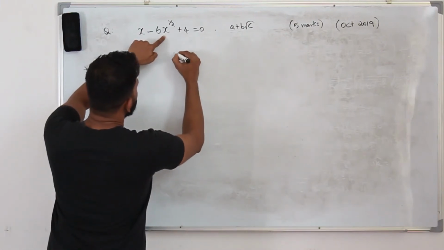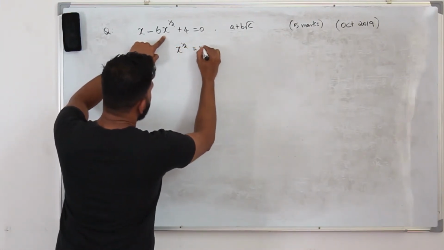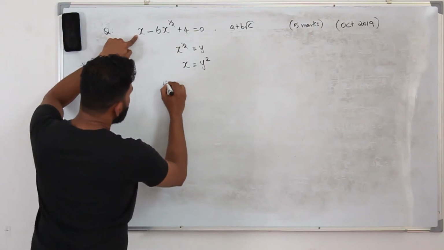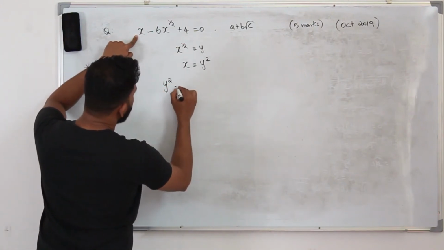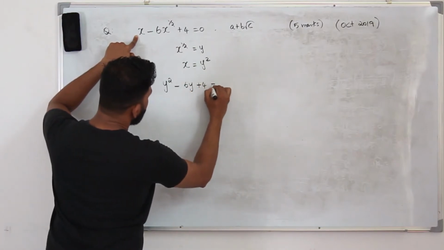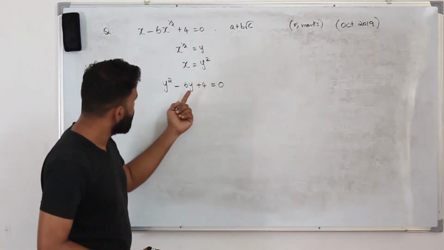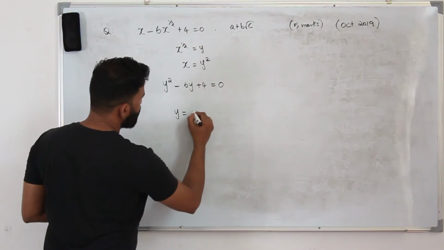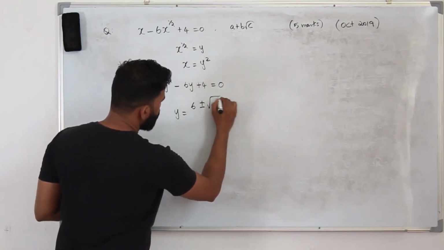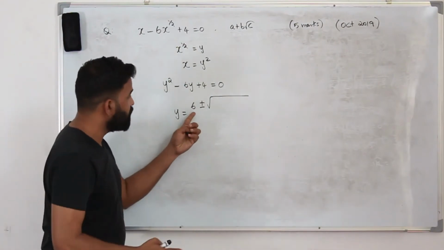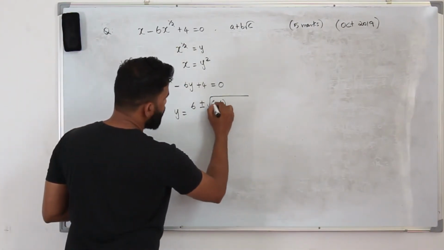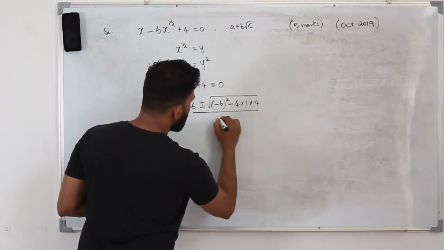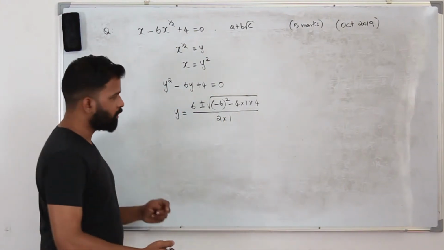By taking x to the power half as y, you square both sides, x will be y square. Now convert this back to y. Y square minus 6y plus 4 equals 0. And I'm going to solve this by using the formula. So y equals minus b plus or minus square root of, because b is minus 6, minus b will be positive 6, b square minus 4ac, divided by 2a. A is the coefficient of y square.